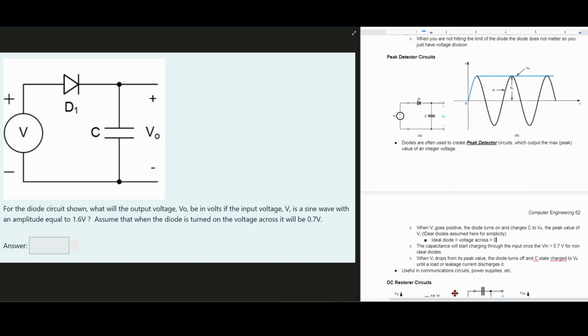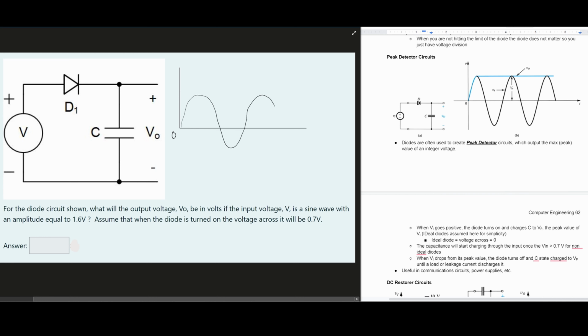When Vin drops from the peak value, the diode is going to turn off, and the capacitance stays charged to our VP until a load or leak current discharges it, and that's the down part of this graph. So if we were to make our own graph, it would look something like this, right? We have a 0 right here, and we need to draw our graph.